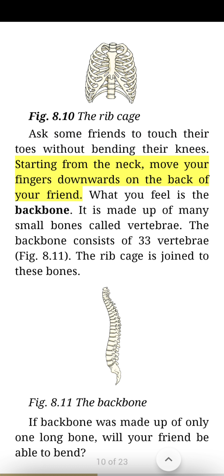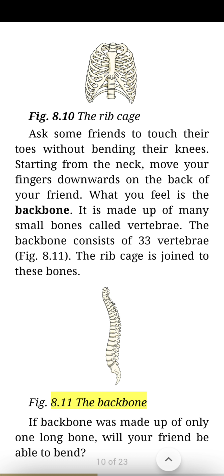Starting from the neck, move your fingers downwards on the back of your friend. What you feel is the backbone. It is made up of many small bones called vertebrae. The backbone consists of 33 vertebrae. The rib cage is joined to these bones. Fig. 8.11.